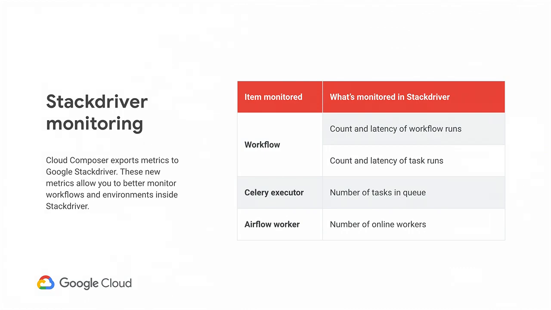As you can see here, we're exporting information about the quantity and latency of both DAG runs and task instances. So you can see if anything has gotten stuck. We're also exporting information about the health of the Celery queue, including the number of Celery workers that are up and the length of the queue. Now let's flip over to the demo screen, and I'll show you how you can use these metrics.